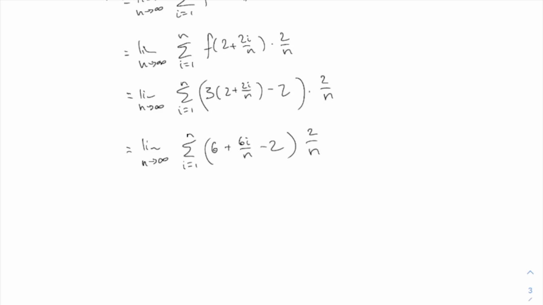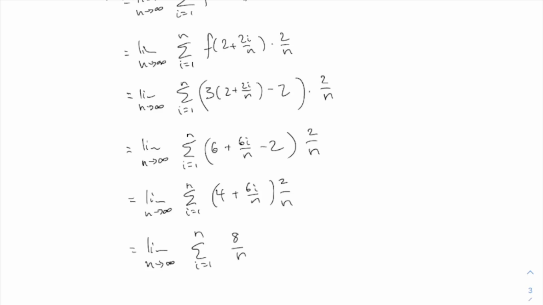All right. The next thing I'm going to do is distribute that 2 over n. Although, before that, we could just combine the 6 minus 2 on the inside and make that a 4. That'll simplify a little bit. So, all of this, 4 plus 6i over n, all of this times 2 over n. All right, let's do it. Distribute the 2 over n. We're almost there. 4 times 2 over n is 8 over n, plus 6i over n times 2 over n is 12i over n squared, right?